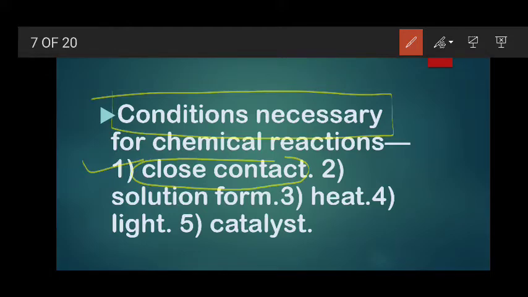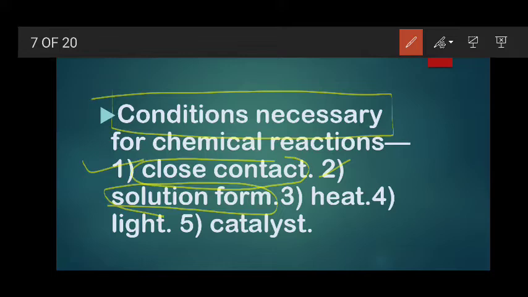Second one is solution form. Some substances react with each other only when they are mixed in solution form, like silver nitrate and sodium chloride. When they react, they form silver chloride and sodium nitrate. So this is just an example.